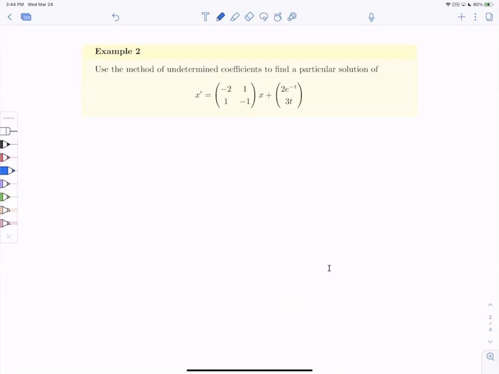Yes, this is supposed to be -2. That's why. -2, 1, 1, -2.